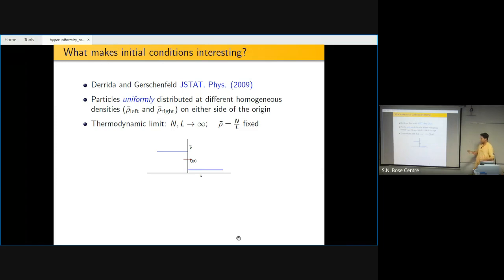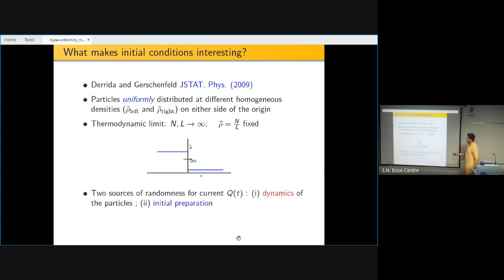So essentially, we're trying to understand problems in the thermodynamic limit. We go to the limit N and L both going to infinity, such that the density N over L is held fixed. Note that there are two densities, rho left and rho right. This is essentially the description of the problem. What they're trying to understand is the flux of particles that goes from left to right, because you have created a chemical potential difference through these two different densities, and you want to understand the time integrated flux through the origin.